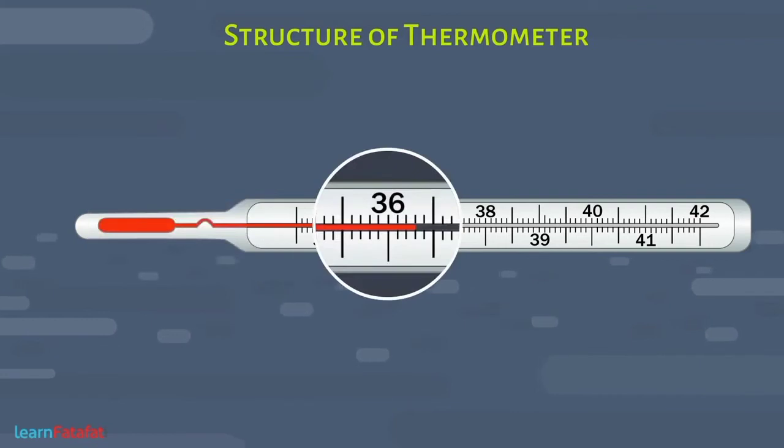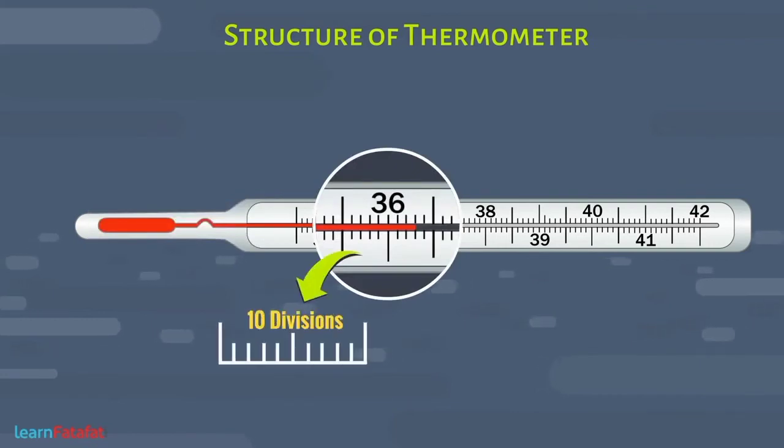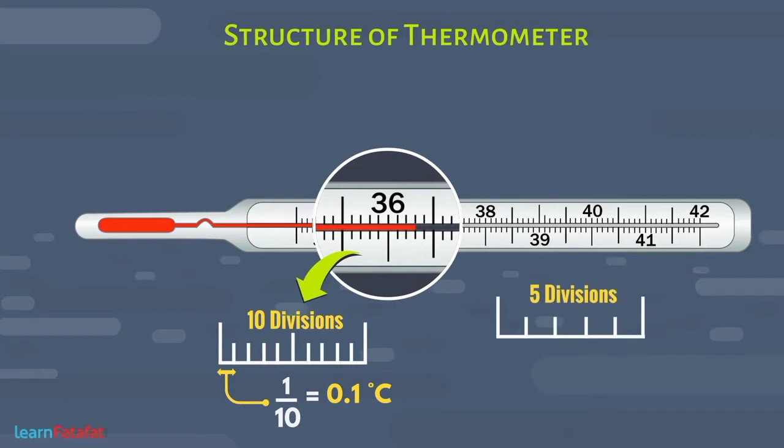There are some divisions between two consecutive numbers. If there are 10 divisions, then each division signifies 1 by 10, that is 0.1 degree Celsius. And if there are 5 divisions, it means 1 by 5, that is 0.2 degree Celsius.